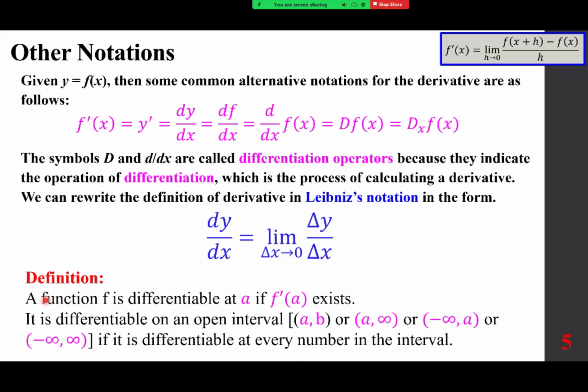Definition. A function f is differentiable at a if f prime of a exists. It is differentiable on an open interval, a to b, or a to infinity, or negative infinity to a, or negative infinity to infinity, if it is differentiable at every number in the interval. We don't consider it at the endpoints.